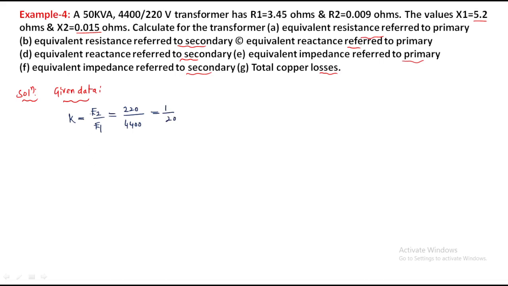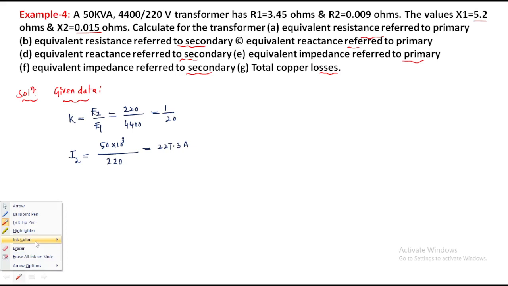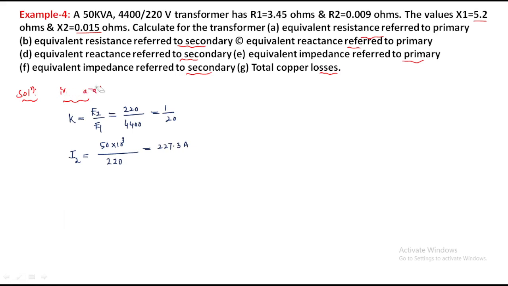And the full load secondary current we have to calculate, right? Full load secondary current I2 should be equal to the kVA rating of the transformer, 50 into 10 cube, by E2, that is 220. What is the answer? 227.3. Or we can calculate directly. This is not given data.